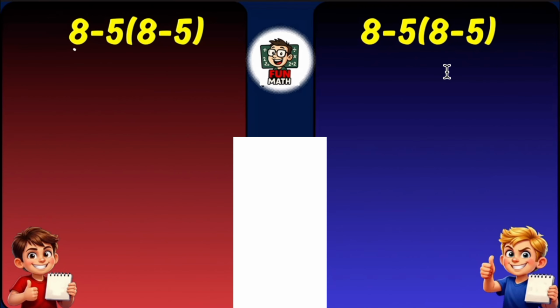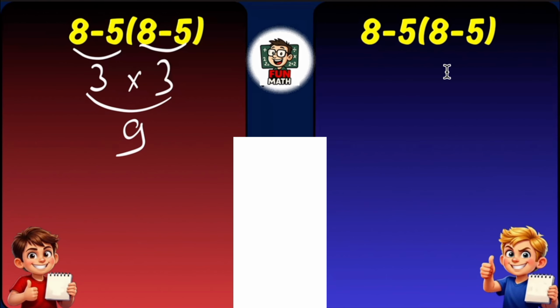8 minus 5 equals 3. Multiplication. 3 times 3 equals 9. If you solve the problem this way, you made a mistake, because when solving the problem, we should have paid attention to the order of operations.